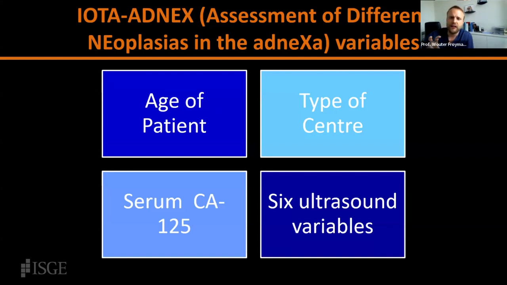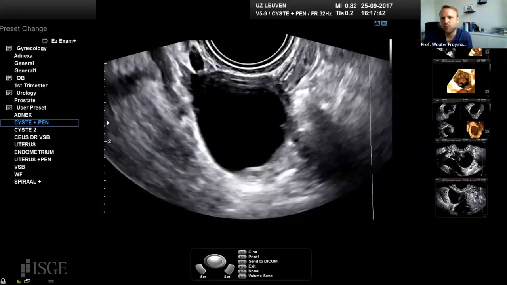So we have these three clinical variables, and then there's 6 ultrasound variables, which are quite easy to be obtained. I will show you.